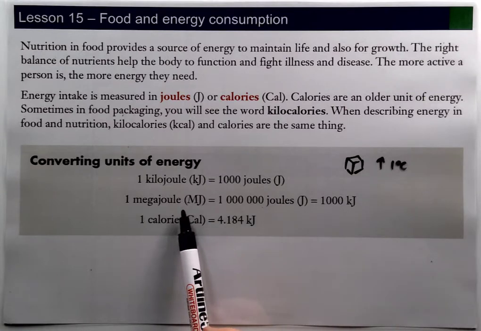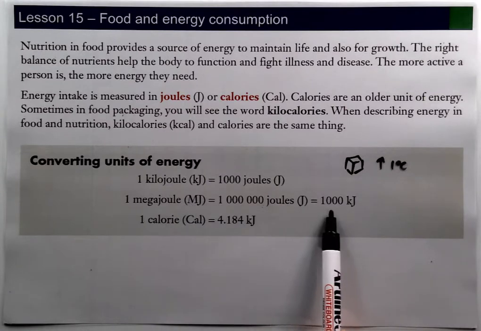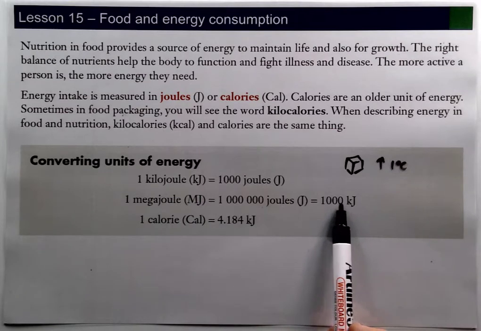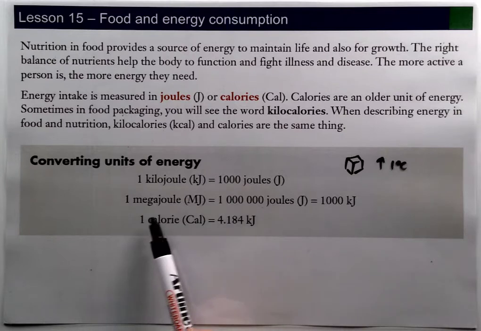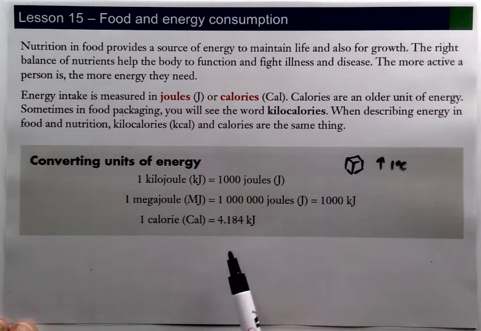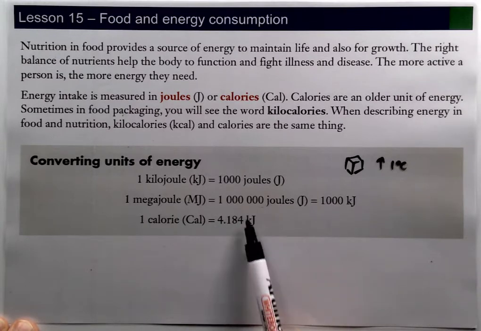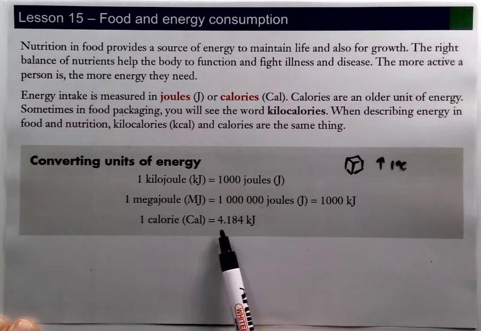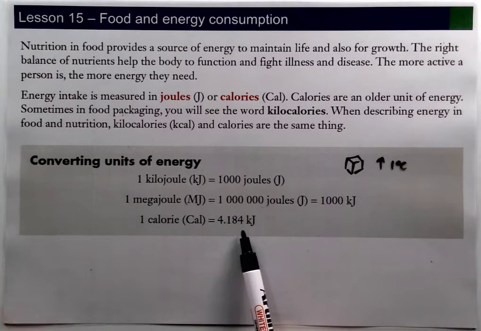Look, we don't tend to generally talk about megajoules. We will still just refer to everything in terms of kilojoules. Now, some older recipe or diet books will refer to calories, which is an old imperial measure. And a calorie is roughly 4.2 kilojoules. So here in this book, they've used 4.184.